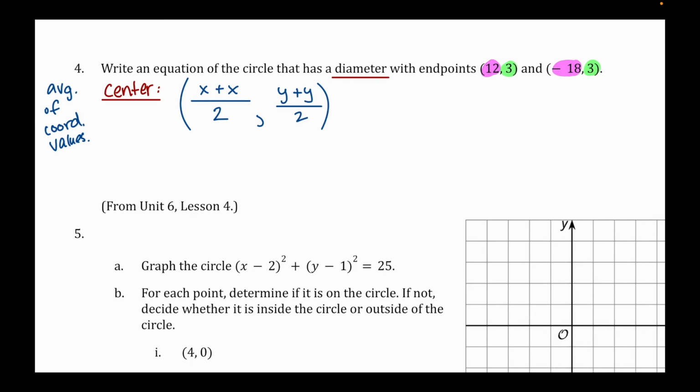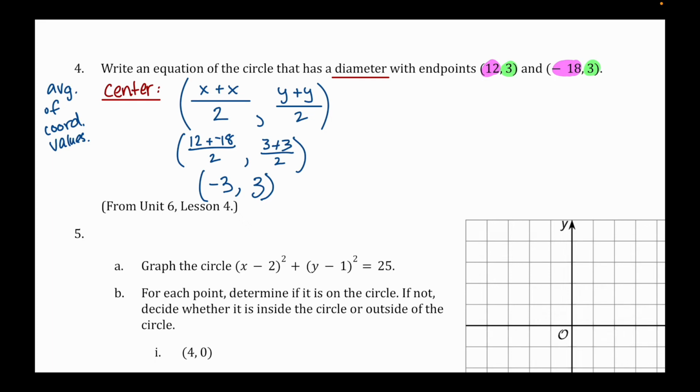So when I'm adding the x values, I'm going to make sure I do both of those pink ones. So this is going to be 12 plus a negative 18, and we're going to divide that by 2. And for the y values, it's going to be 3 plus 3 divided by 2. Now, when we say average, that's really the mean. It just means that we add them up and divide by how many there are, and in this case, there's 2. So 12 plus negative 18 gives me negative 6. When I divide that by 2, we get negative 3. And 3 plus 3 is 6, and when we divide that by 2, we get 3, because both of those numbers were the same. So this is my center, it is negative 3, 3. Now, we need to find the radius.